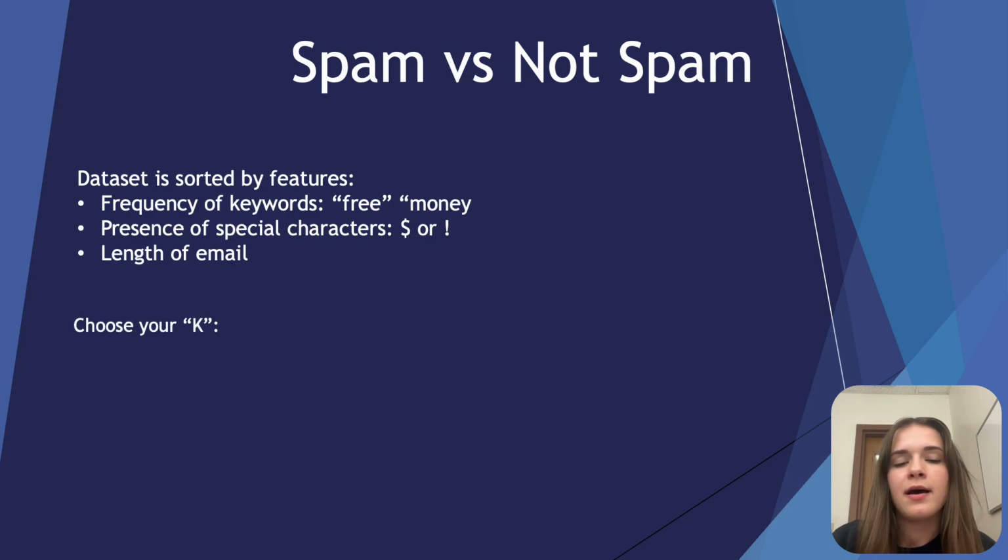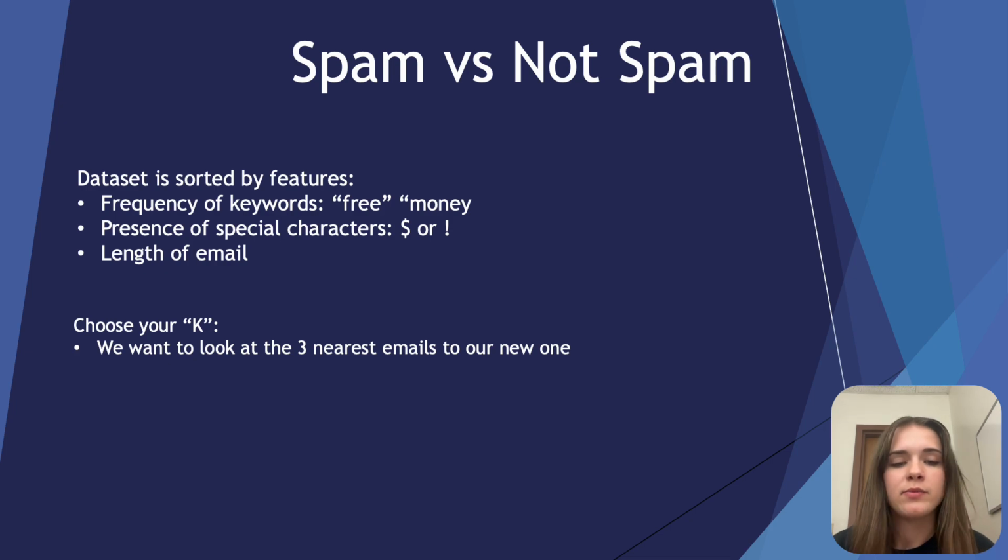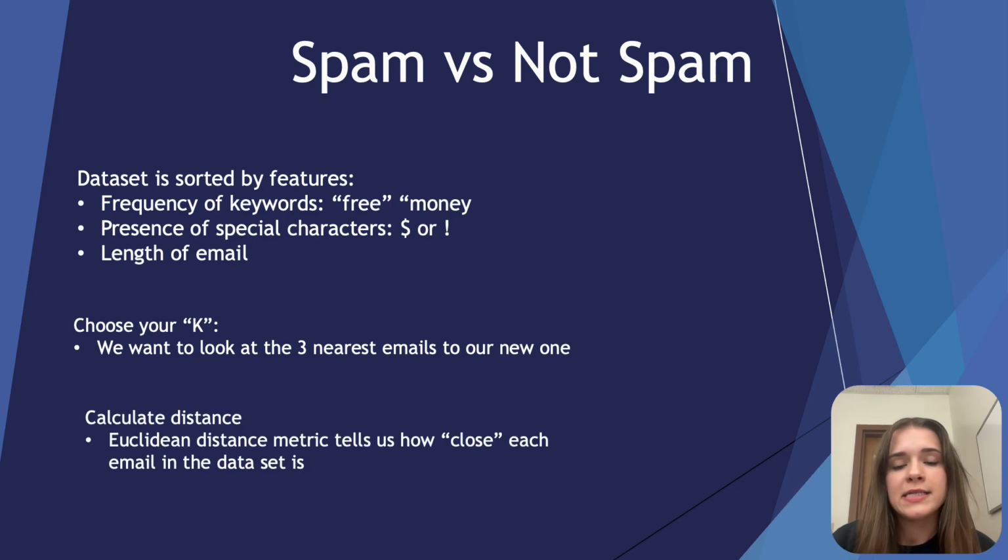So we say, I'm going to look at the 3 closest emails to our new one and predict its category as spam or not, going from there. And then we calculate the distance. So the KNN algorithm calculates the distance, like I said, typically Euclidean distance metric, which tells us how close each email in the data set is to our new email. That can change depending on the data set, but that is a pretty typical one.